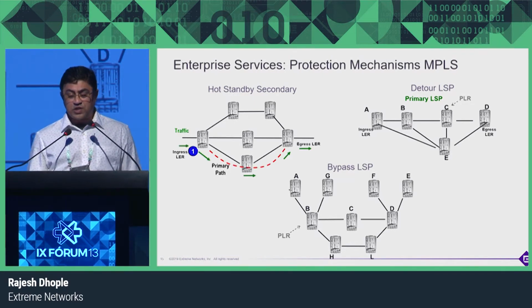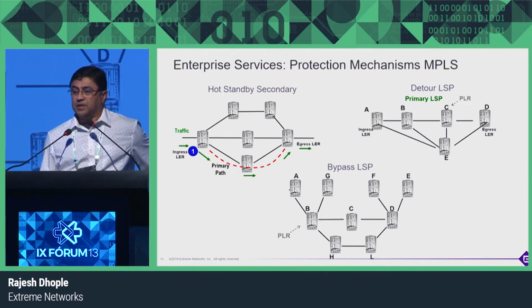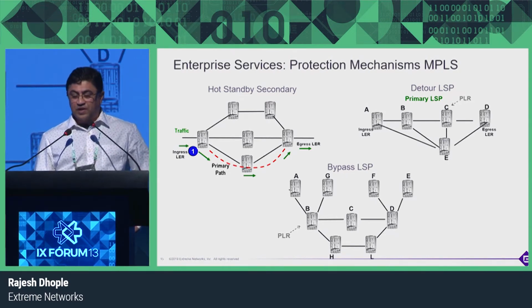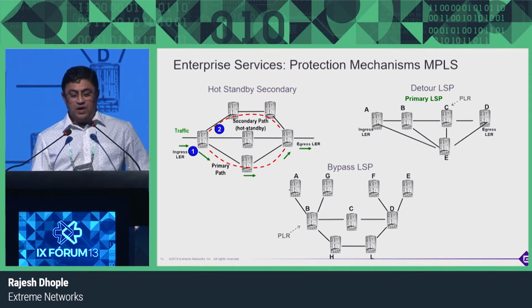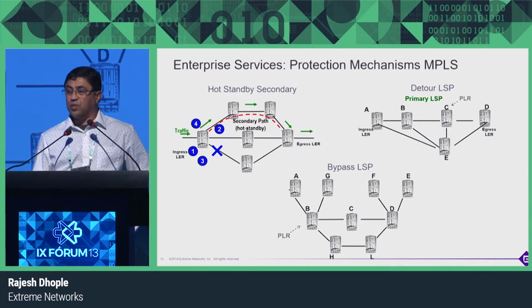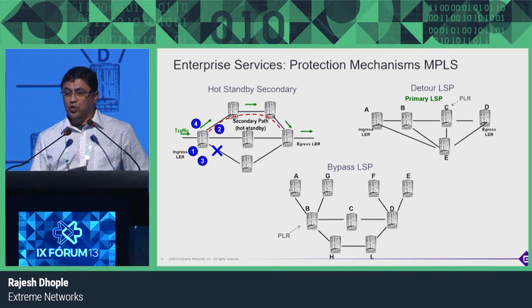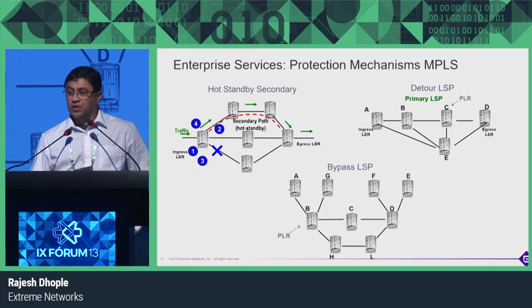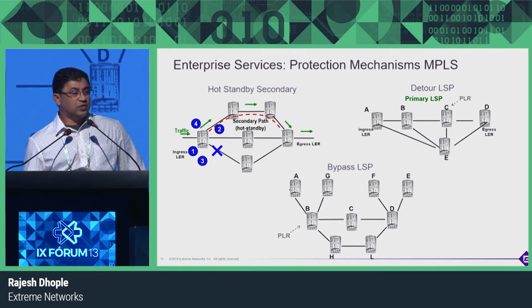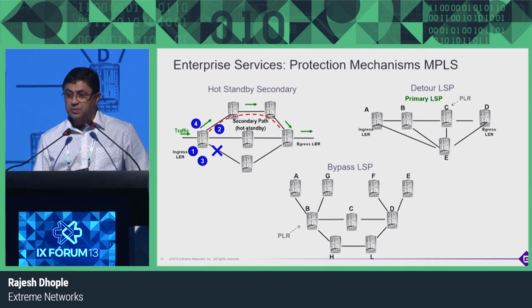If you look at hot standby secondary, the secondary path is always up. It's always signaled but never used. Essentially what it means is when the traffic is running on the primary path, if the failure happens, the secondary path is already programmed and up. And when the failure happens on the primary, the traffic switches to the secondary right away, as if it was doing an LACP or a port channel failover. So you can actually achieve 50 millisecond failovers for your backhaul networks.